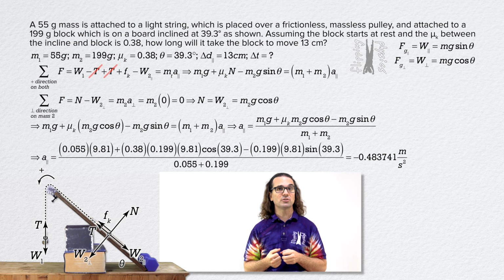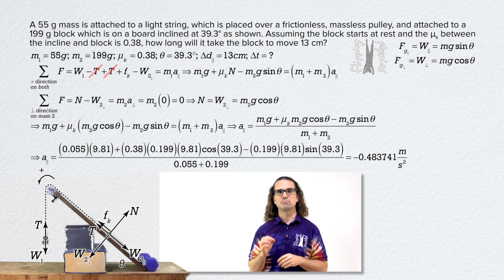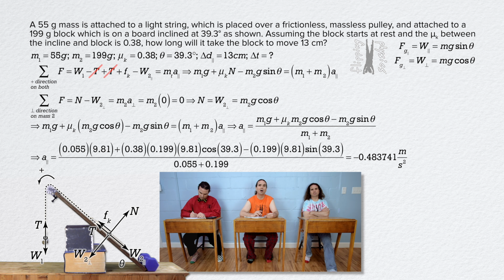All right, we are getting close to knowing how long it takes for the system to move 13 centimeters. Bo, please determine that. Okay. We have the acceleration. It equals a number. So the acceleration of the system is constant. Therefore, we can use a uniformly accelerated motion equation.